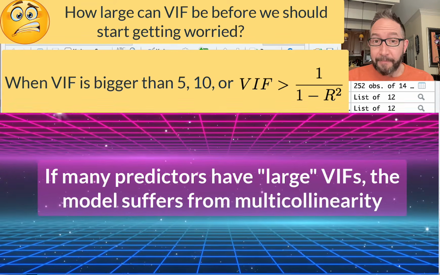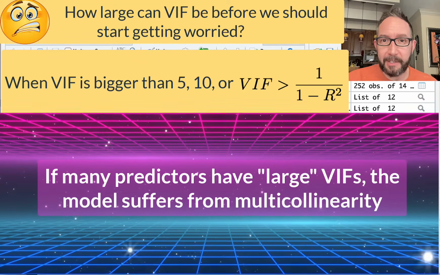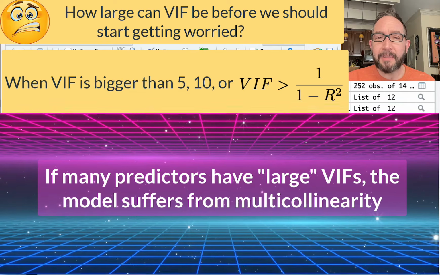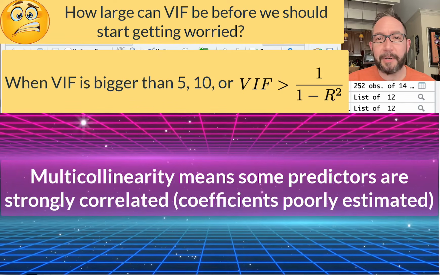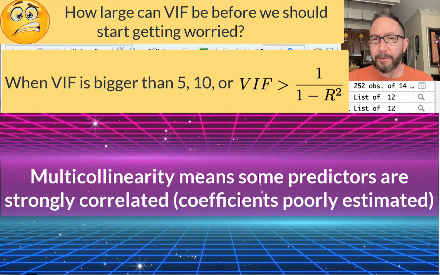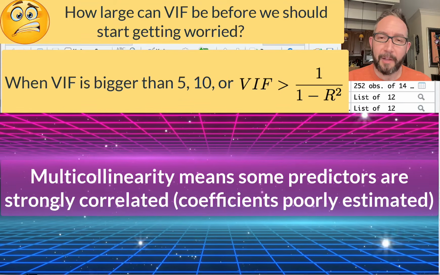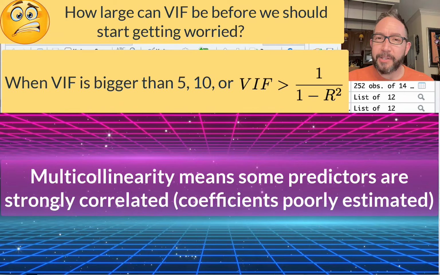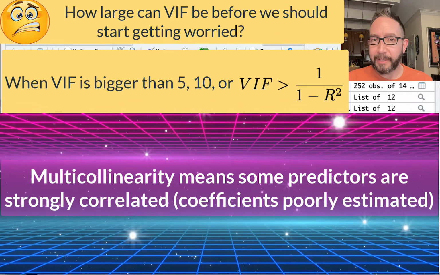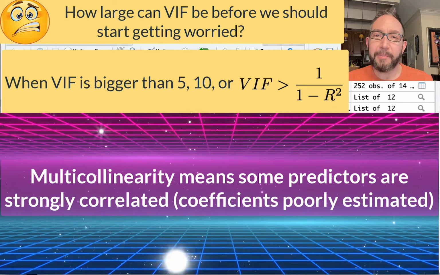And we have a special name for this if we do have a lot of predictors suffering from high correlations. We say that if we have a bunch of these predictors having large VIFs, the model suffers from multicollinearity. So multicollinearity just means that a lot of these predictor variables are correlated. The model's going to have a hard time disentangling the effects of each predictor variable on the Y variable from each other.